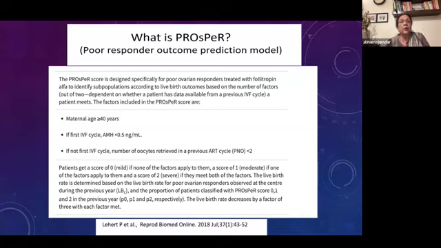All I want to say is that we are looking at poor responder women who come into this group due to age, or the number of oocytes retrieved, or a low AMH. According to this PROSPER score prediction model, we look at this and then we know which of the patients will be poor responders when we treat them with only FSH, or whether we need to add something more.